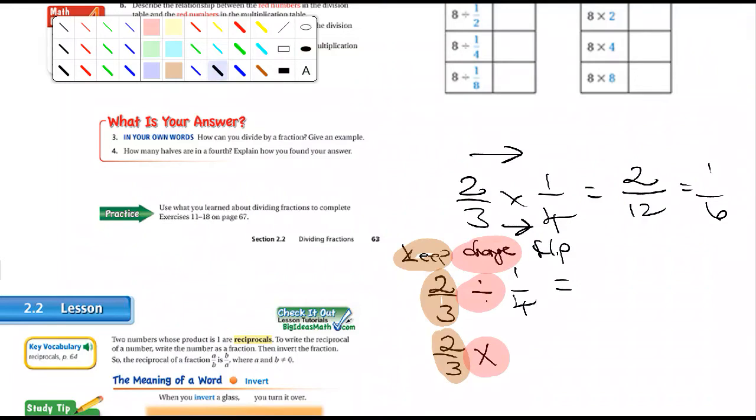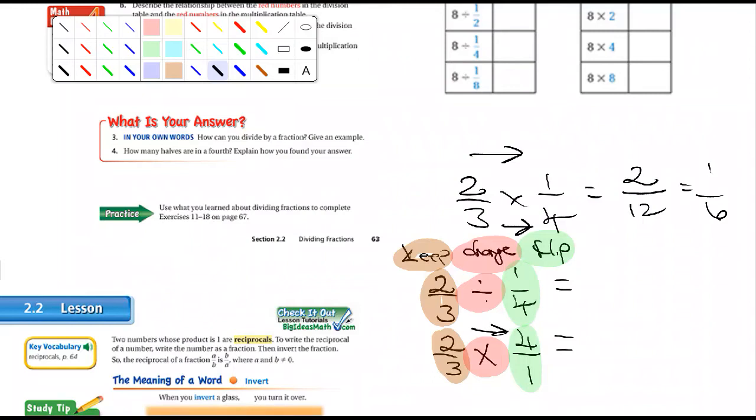The last thing I do is that I flip the 1/4 to 4/1. I turn it upside down. And so you can see what I did there. And if you guys can remember that, you'll do well with this section. It's pretty easy. So now, if I divide 2/3 by 1/4, I've done the keep, change, flip.